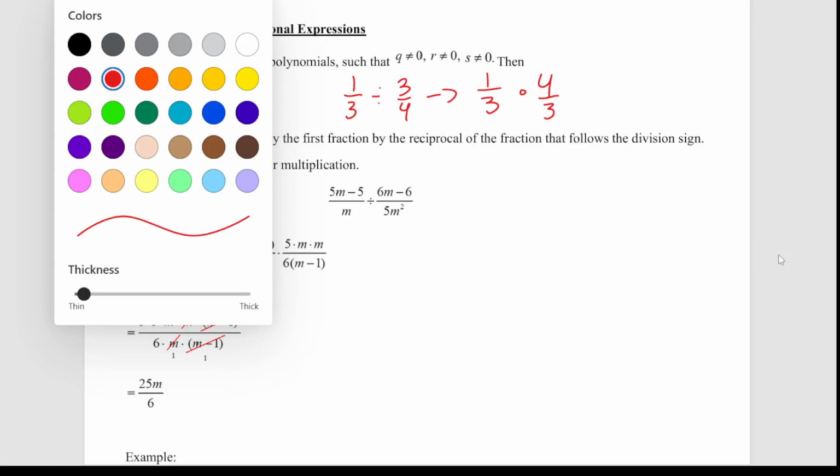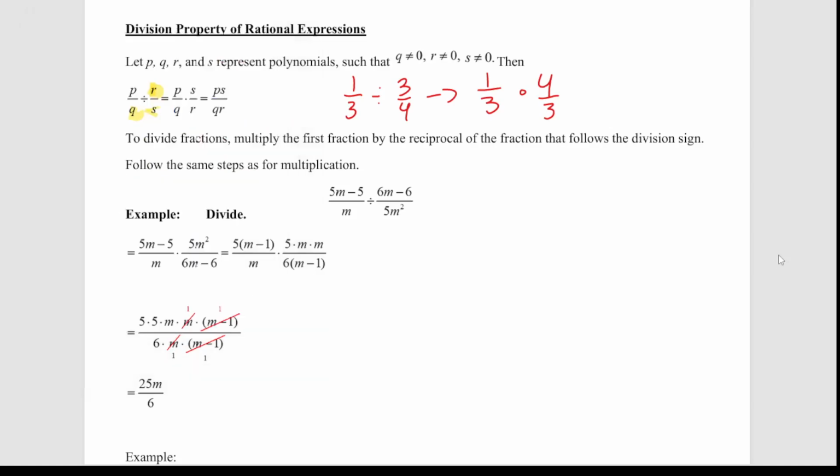So let's go ahead and go through a practice example of that. Let's say you want to divide 5m minus 5 over m, divided by 6m minus 6 over 5m squared. The first thing you would do is keep the first one the same, change the division sign to multiplication, and flip the second one to be its reciprocal. That would be your first step. So you want to change that division problem into a multiplication problem. Then from there, that's going to resemble exactly the multiplication problems we were talking about before.